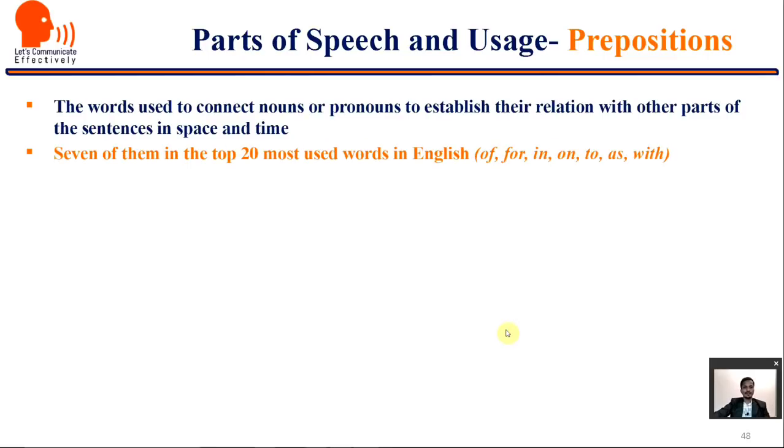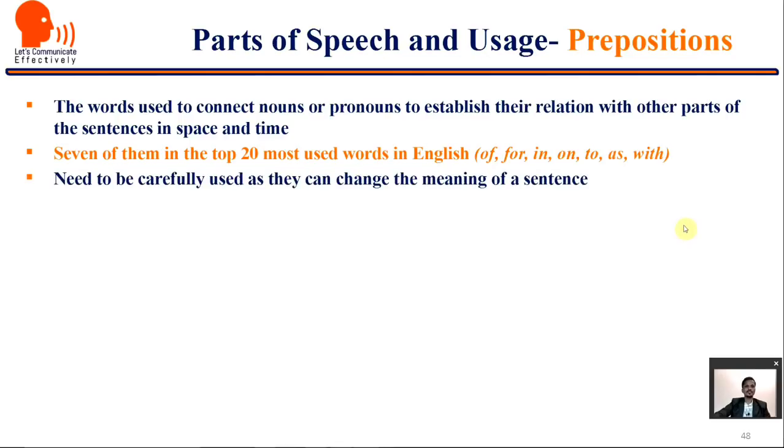7 of them are in the top 20 most used words in English. Why are the prepositions, I said, so important? Because out of the 20 most used English words, 7 are prepositions, and these 7 are of, for, in, on, to, as, and with. These are the 7 prepositions which come in the top 20 most used English words. They need to be carefully used as they can change the meaning of a sentence.